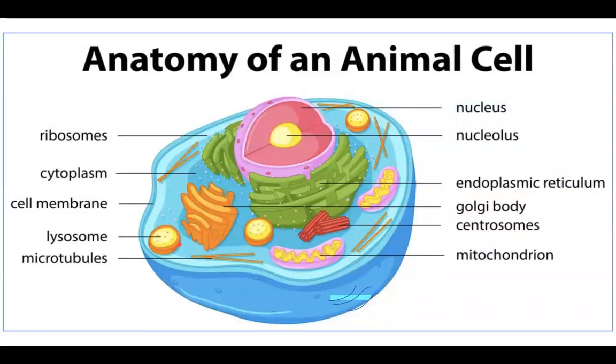Now, if you look at an animal cell, the animal cell has the outermost layer as the cell membrane. Then there is the cytoplasm and the nucleus. And inside the cytoplasm, there are a number of these cell organelles.